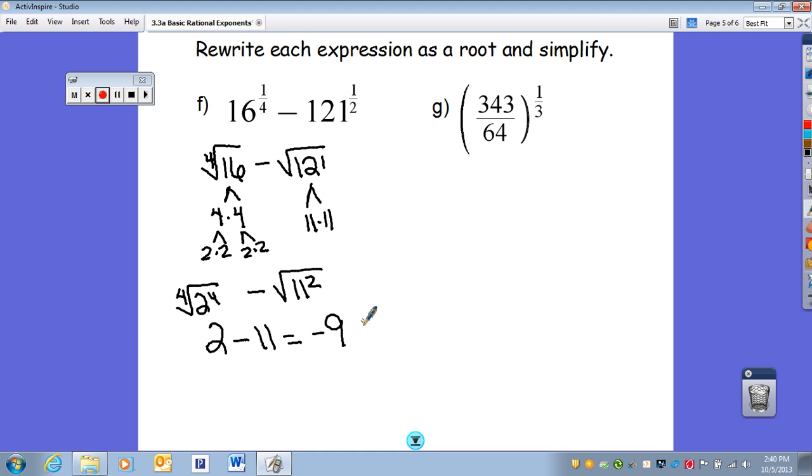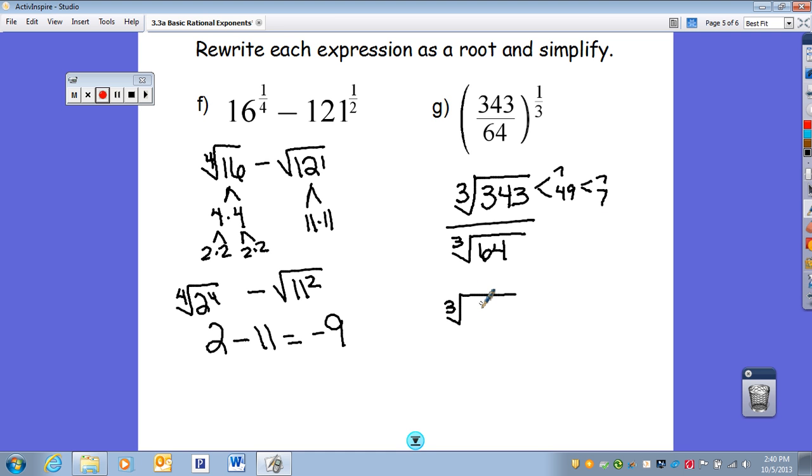In our next example, we have the cube root of 343 over 64. So we're going to put that into the cube root, and we can do the numerator and the denominator separately. So we're going to do the cube root of each. So we'll make a factor tree for each of those. When we make a factor tree for 343, we're going to have 7 and 49, and then 7 and 7. So we're going to have the cube root of 7 cubed.